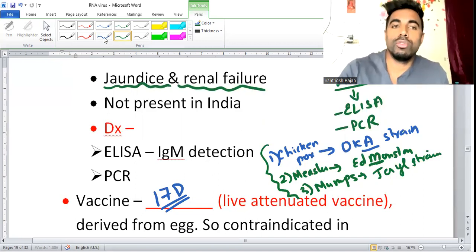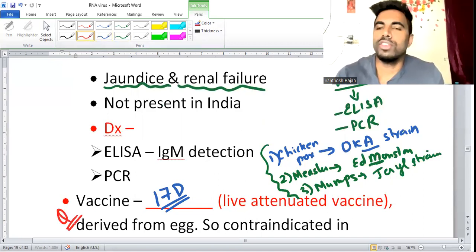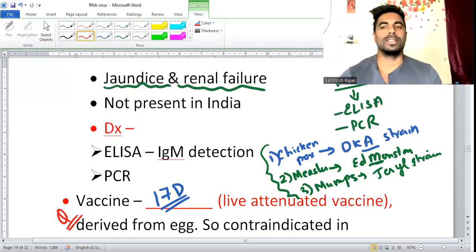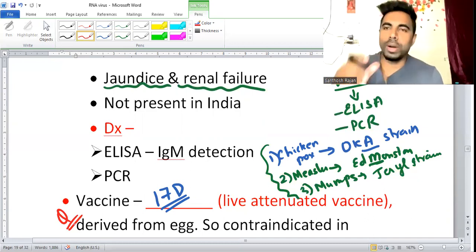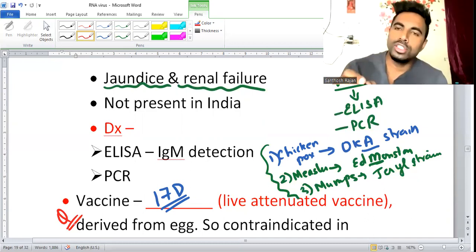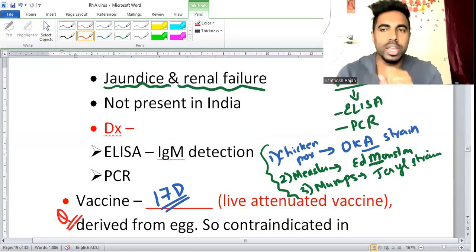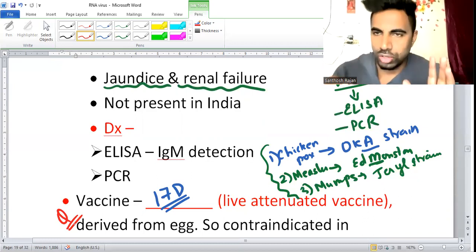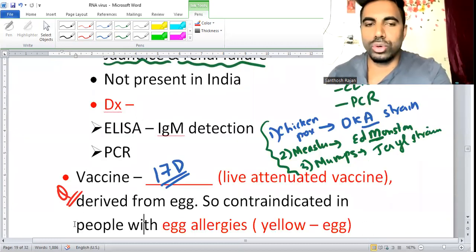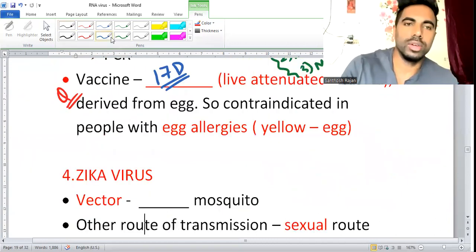One thing you have to know about yellow fever, which your PSM teachers will definitely teach: who is contraindicated to take the yellow fever vaccine? Yellow color, like the yolk inside the egg. That means egg allergy, because this vaccine is derived from egg. So you don't give it to an egg allergy patient. That's also a question that can be asked. In an egg allergy patient, you don't give the yellow fever vaccine.